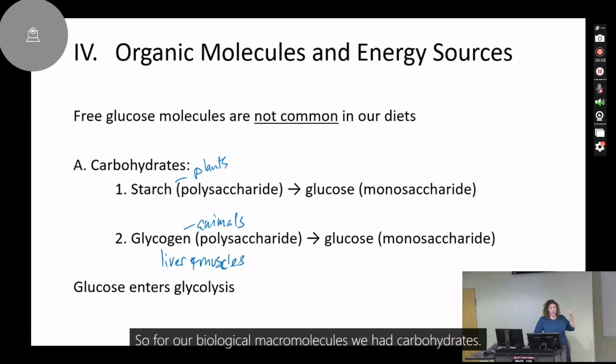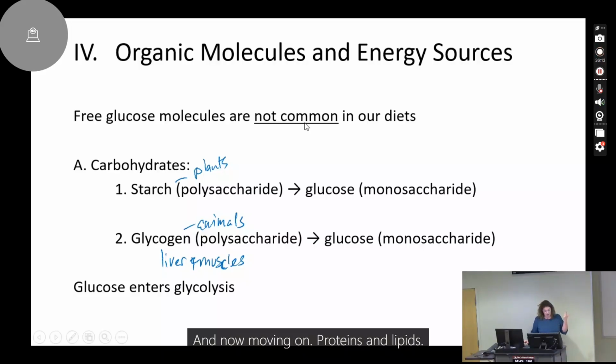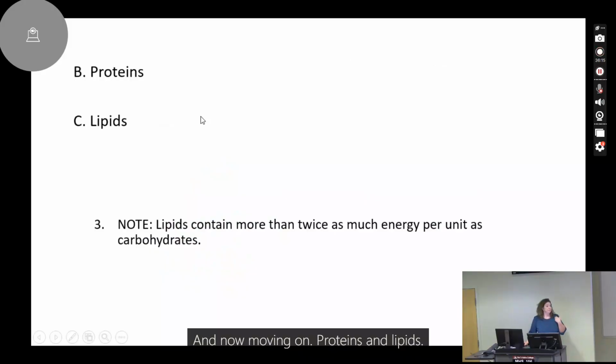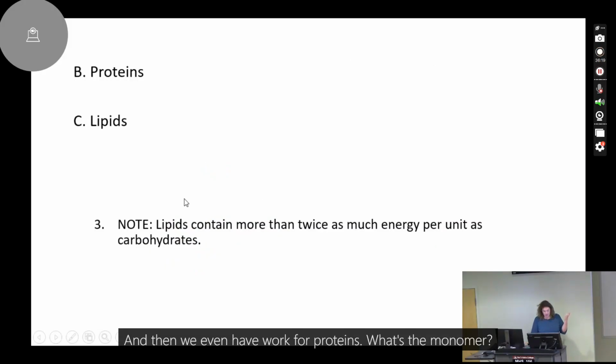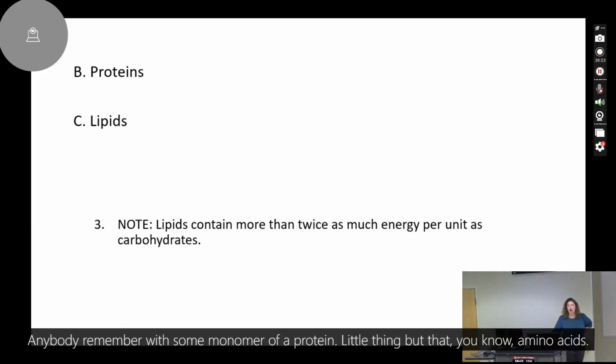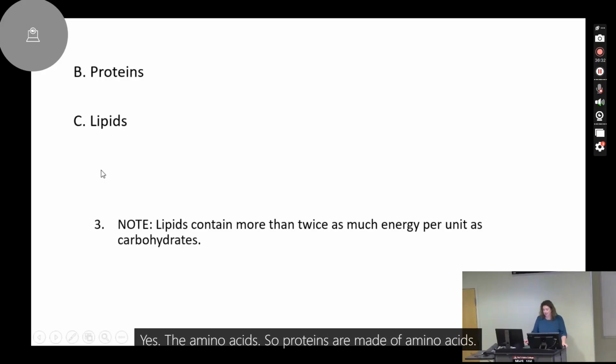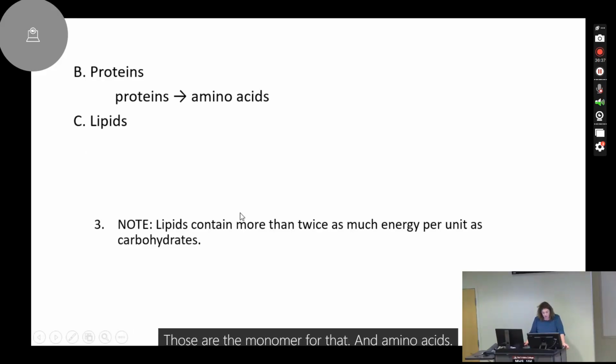So for our biological macromolecules, we had carbohydrates, and now moving on, proteins and lipids. And then we even have more. For proteins, what's the monomer? Anybody remember? What's the monomer of a protein? Little things. What's that? Amino acids. Yes, the amino acids. So proteins are made of amino acids. Those are the monomer for that.